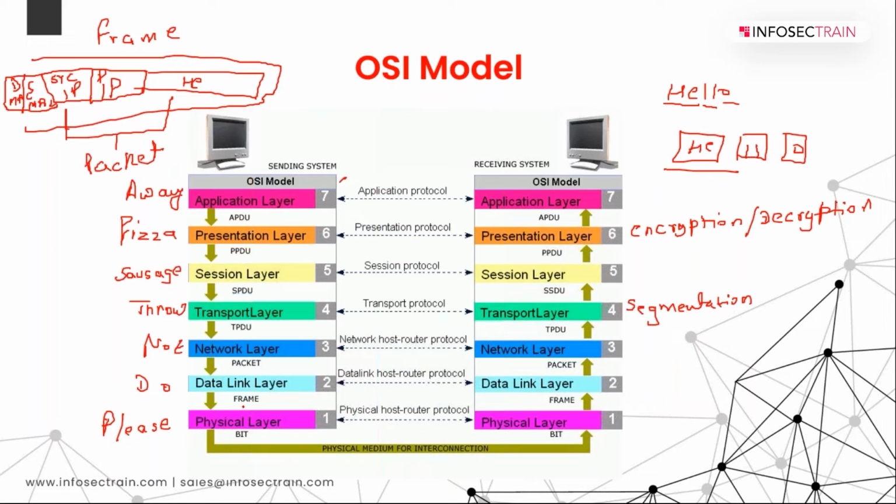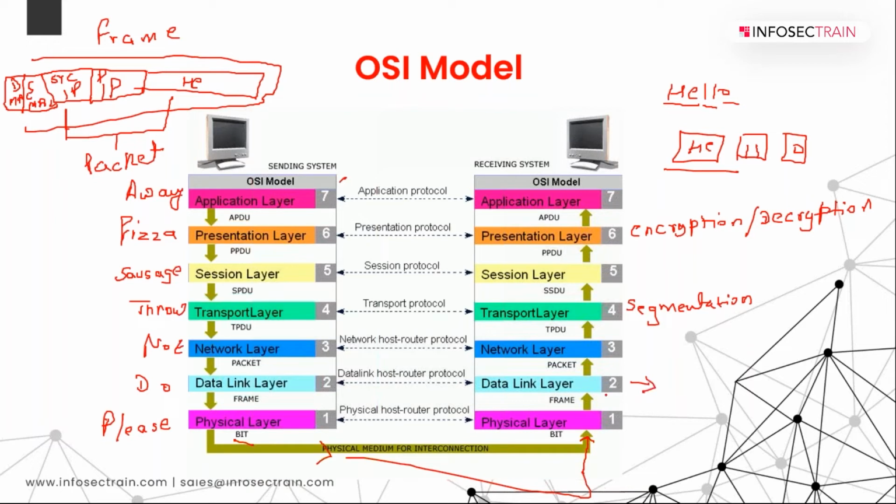In the physical layer, we have wires, we have physical layer devices like hubs, right? So what happens there? The data is transformed into bits, and the data is then transferred to the machine. And when the data reaches the receiver machine, what happens? The data is again converted into a frame, and then it goes to your data link layer.